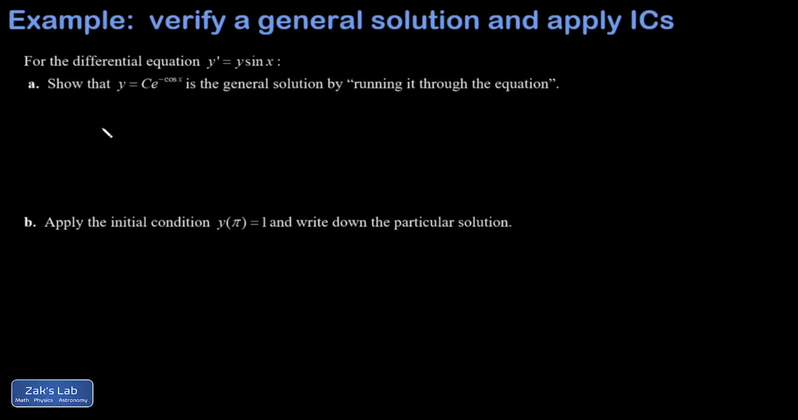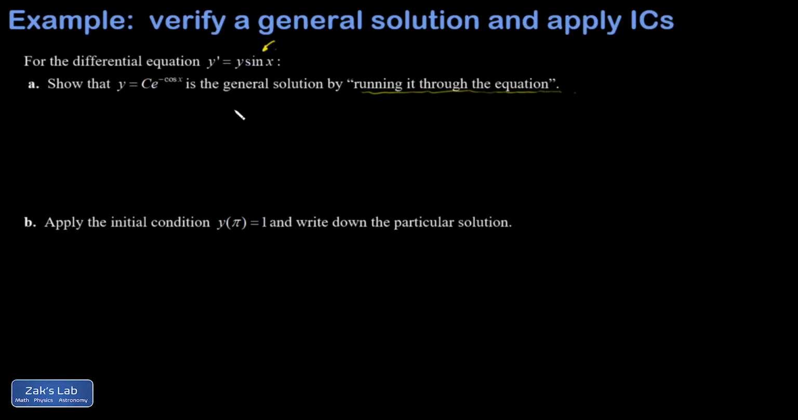In this problem, we're asked to verify a general solution of a first-order differential equation. So here's my differential equation. It says y prime equals y sine x. Here's my proposed solution, y equals c e to the negative cosine x. And what do I mean by verifying it by running it through the equation?